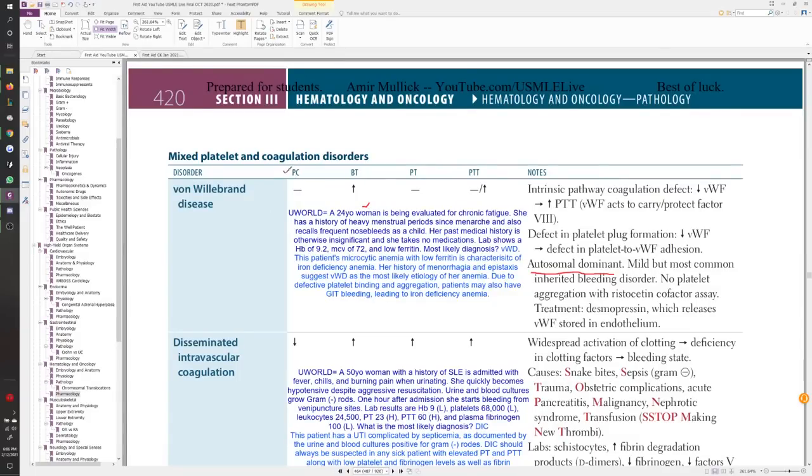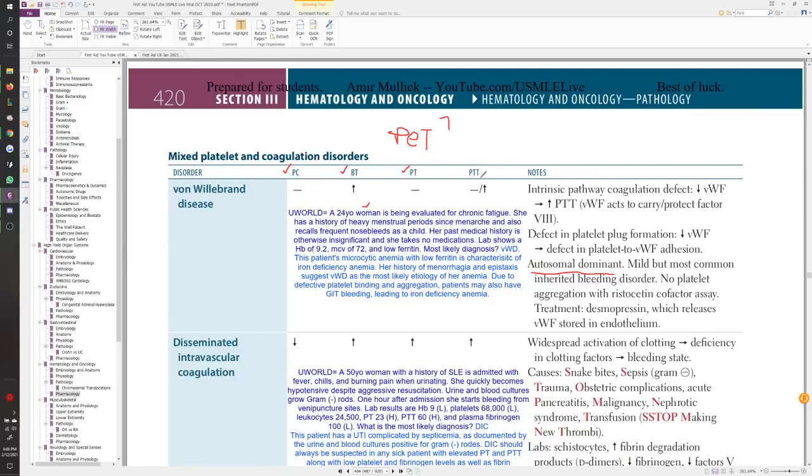Where, of course, your platelet count is fine, so there's no thrombocytopenia. Bleeding time is elevated because you're missing factor 8. PT is perfectly fine because PT is your PET mnemonic, which is for the extrinsic pathway, which is factor 7 only. Factor 7 is not affected, right?